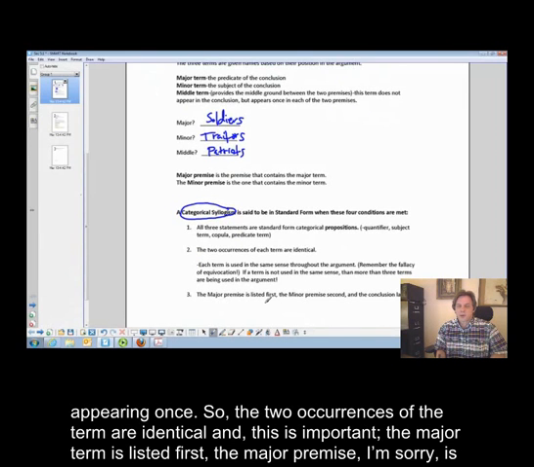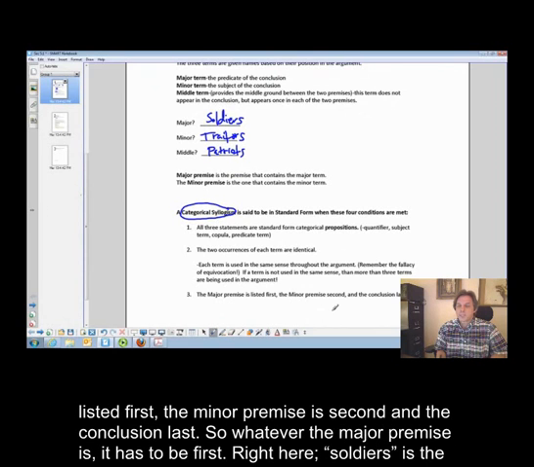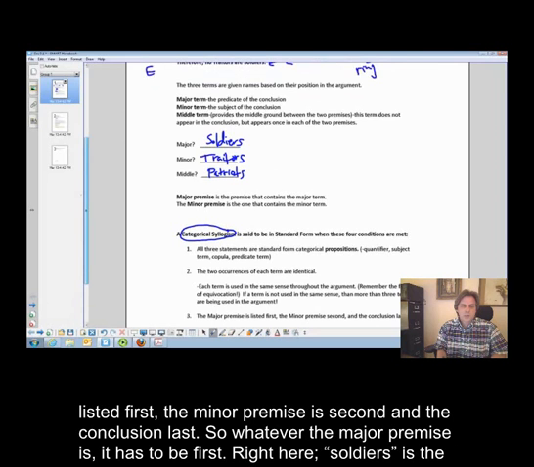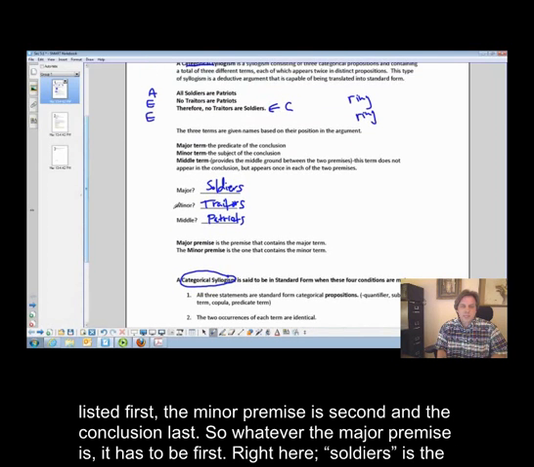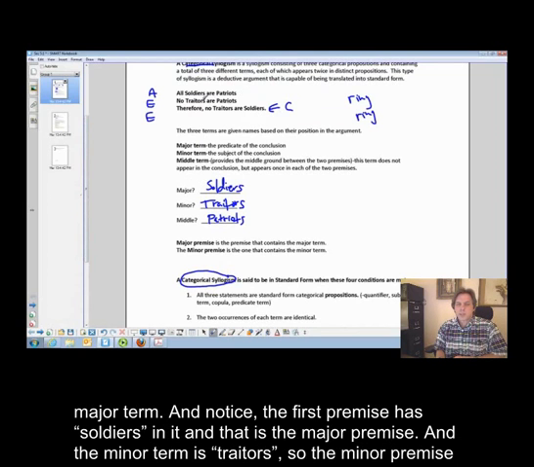The major premise is listed first. The minor premise is second, and the conclusion last. So whatever the major premise is, it has to be first. Right here, soldiers is the major term, and notice the first premise has soldiers in it, and that is the major premise.